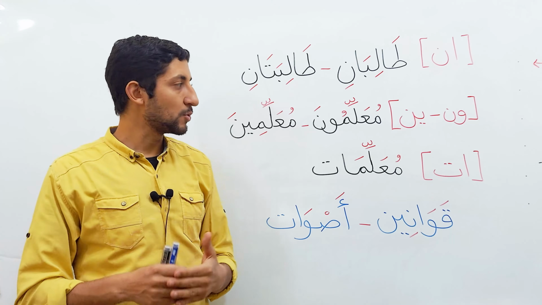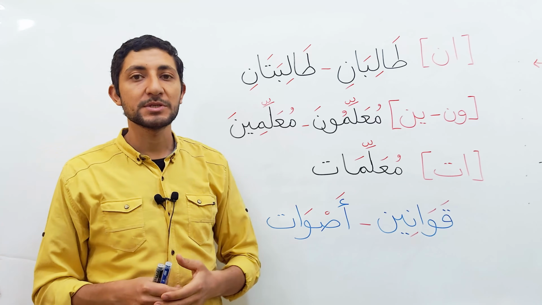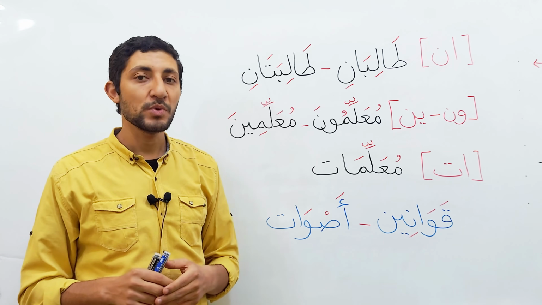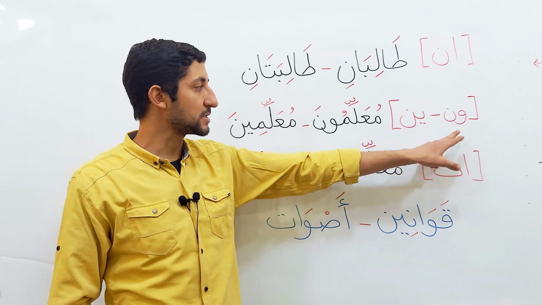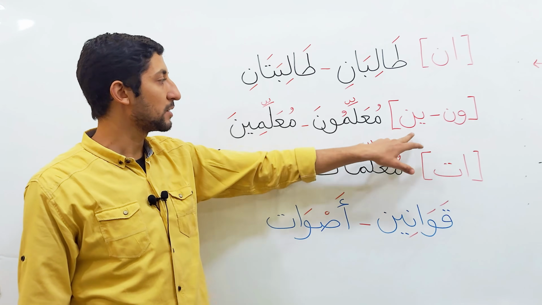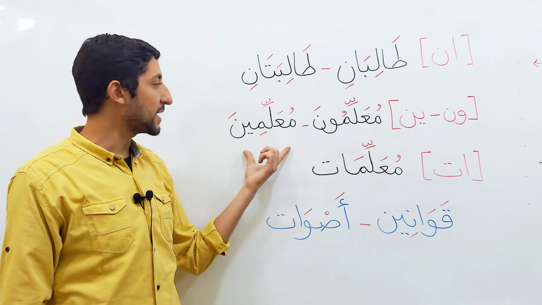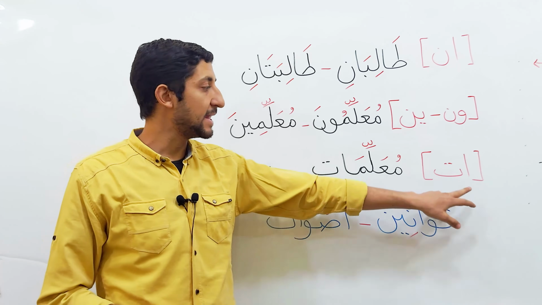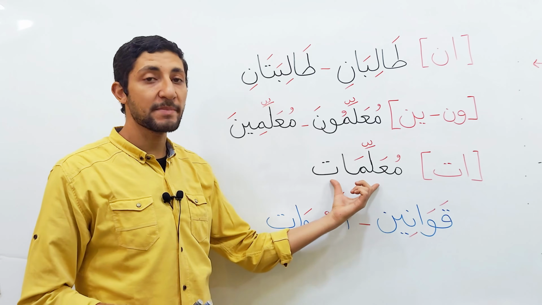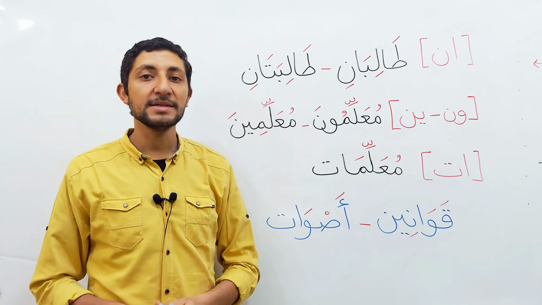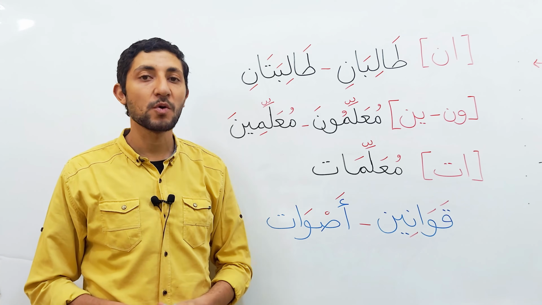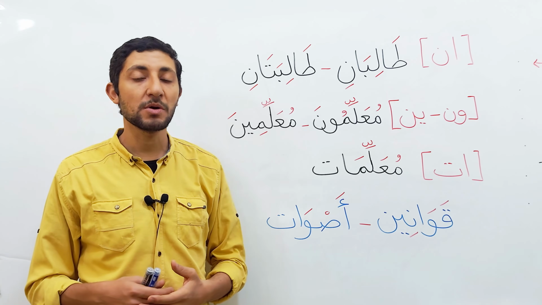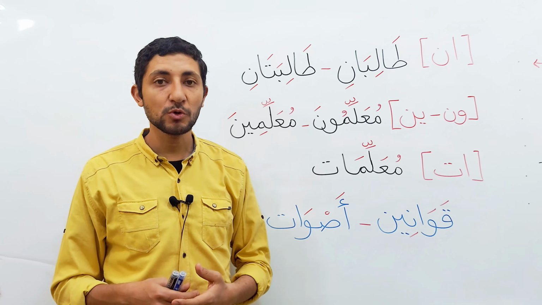Moving now to the plural, we have 2 types of intact plurals. Intact masculine plural, which ends with one of 2 suffixes, waw nun or ya nun, like معلمون or معلمين. And the intact feminine plural, it ends with alif ta, like معلمات. And these 2 intact plurals are used for humans only. And also we have a third type of plural which we call broken plural, جمع التكسير.